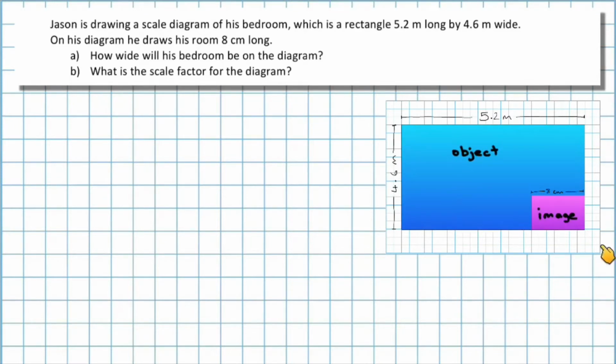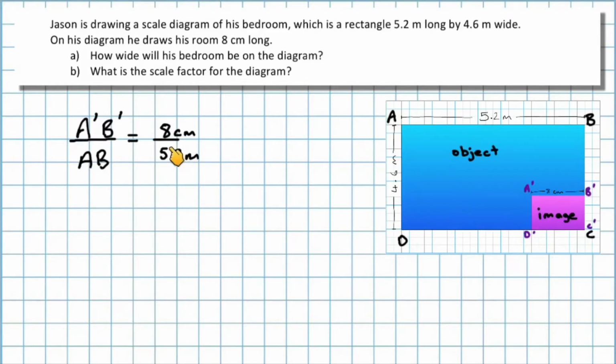The original room is the object, and the diagram that Jason is going to draw is the image. If we label this A, B, C, D, and the diagram A dash, B dash, C dash, D dash, then we can set up some corresponding sides. So the first side that I'm going to set up is A dash B dash over AB. That's this side here, the length by the original length of the room.